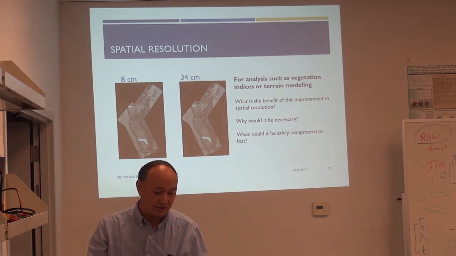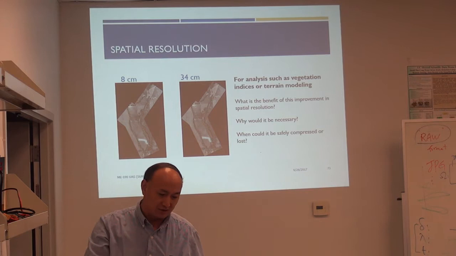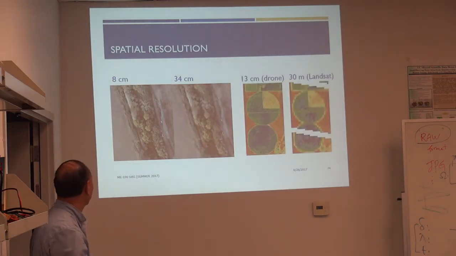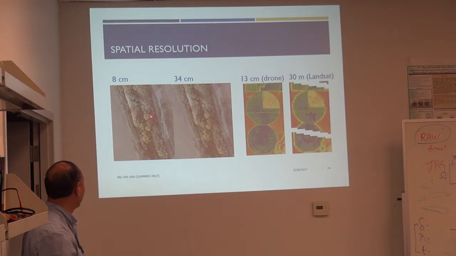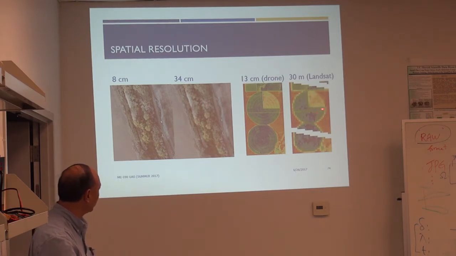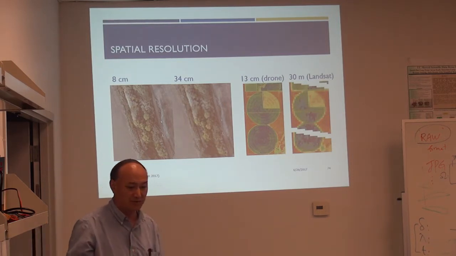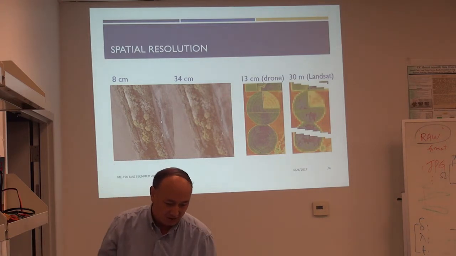It's unnecessarily accurate. The next example shows that at 8 centimeter you can see features quite well compared to 34. And Landsat is 30 meters resolution. Each pixel is 30 meters, while 13 meters using a drone is three times better.